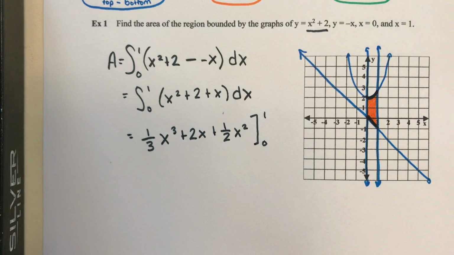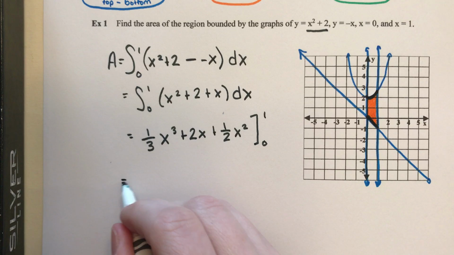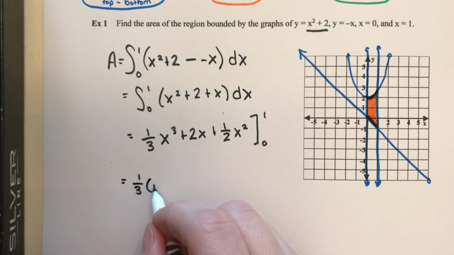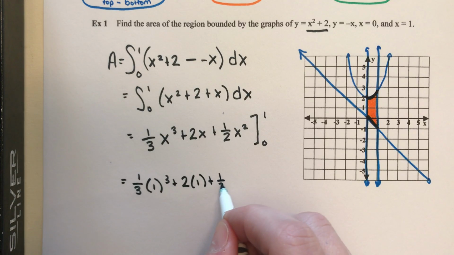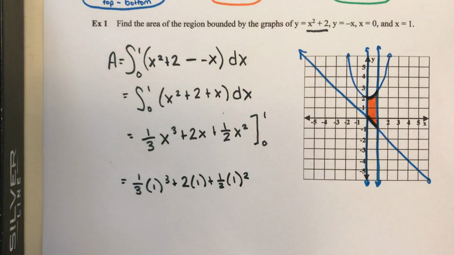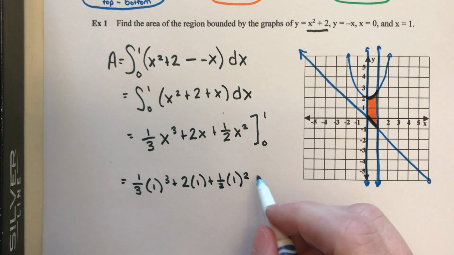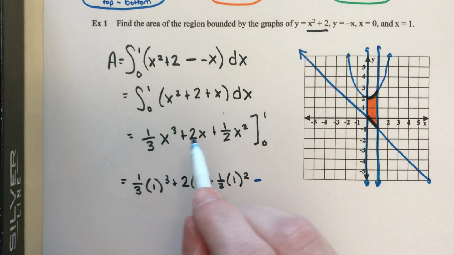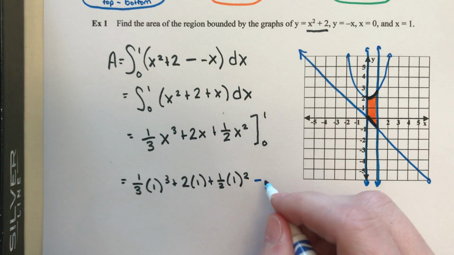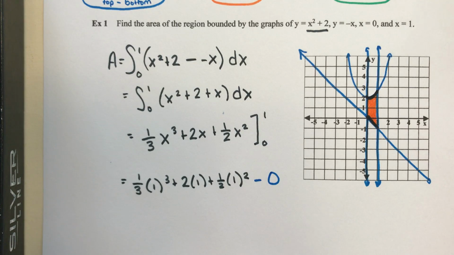Next step, we're going to plug 1 in. So I'm going to plug 1 in for x. Minus, we're going to plug 0 in. Now, if I think ahead, I know if I plug 0 into all of these, I get 0 back. So really, all I have to do is evaluate this right here.